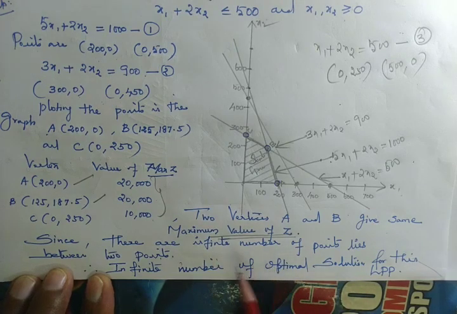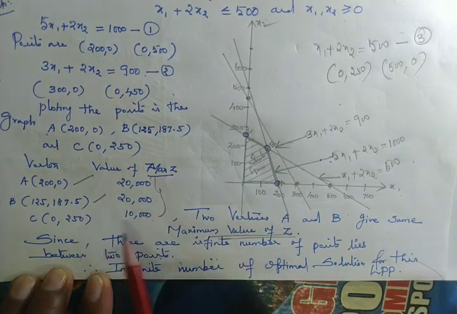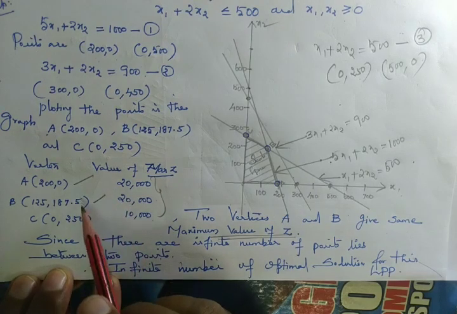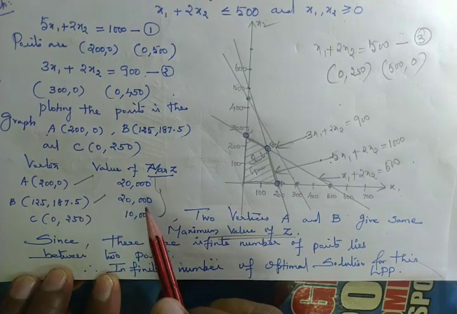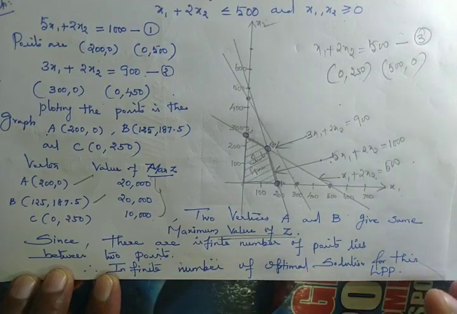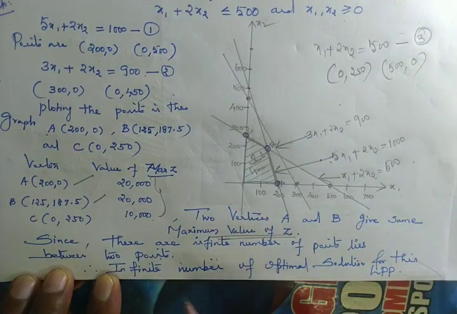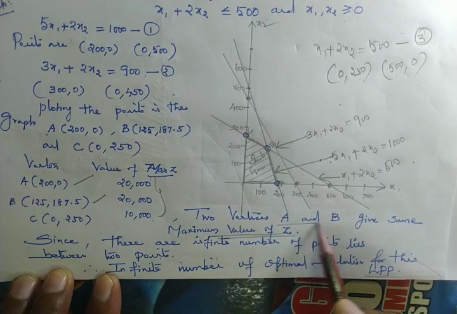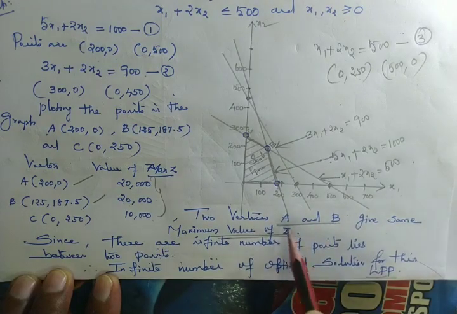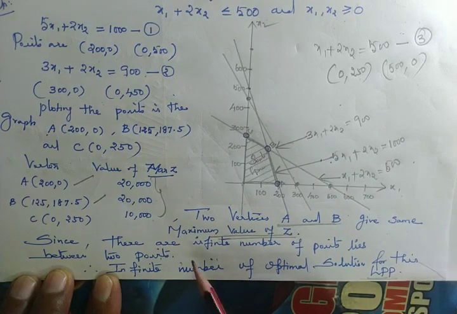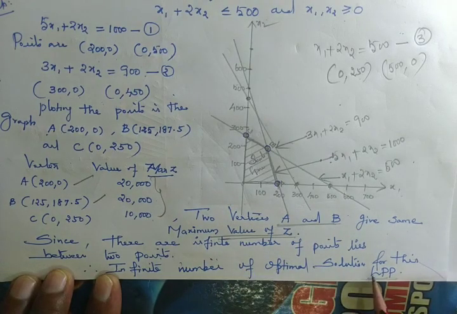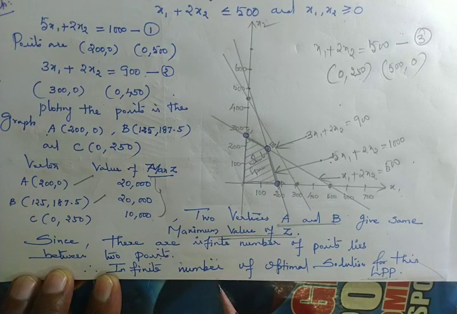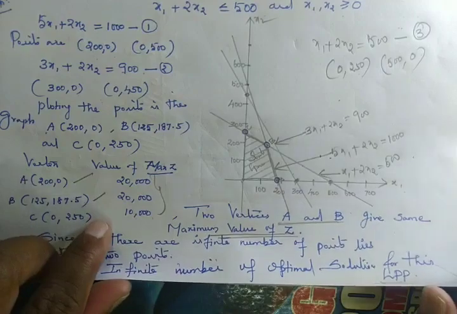We can't write that the maximum value of Z is 20,000 and the minimum value of Z is 10,000, because two points give the maximum value of Z. In between the two points, many points lie. That's the reason we conclude that there are infinite number of optimal solutions for this LPP. The reason is very clear: the optimal values we are getting at A and B, two points, so there are infinite solutions for this LPP.